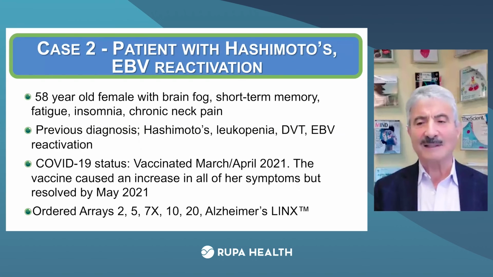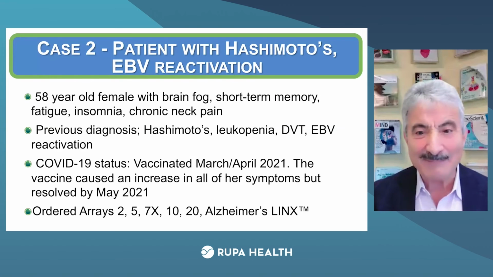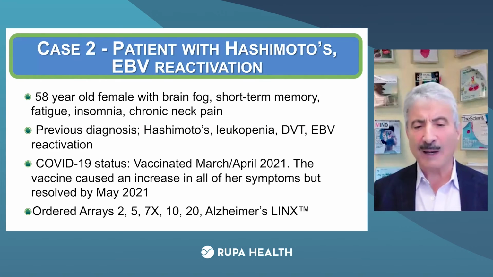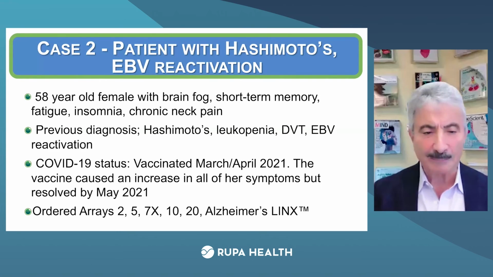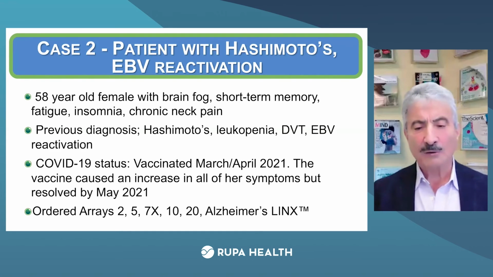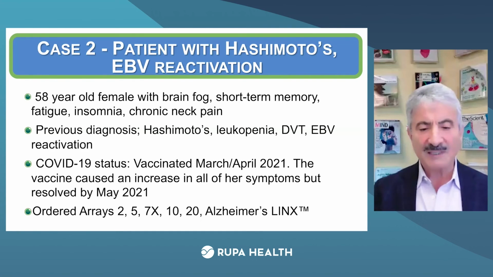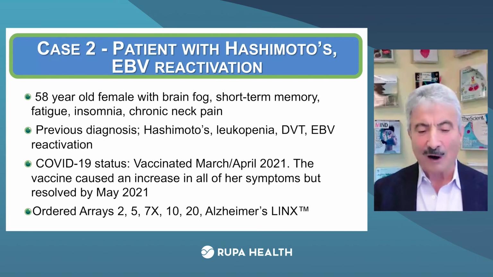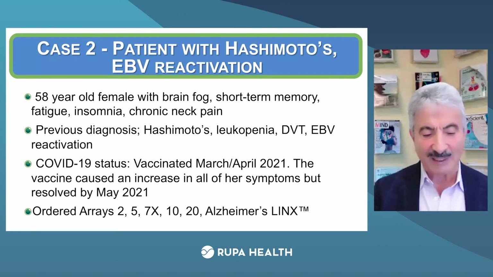The second case is a patient with thyroid autoimmunity due to EBV reactivation. So here, a 58-year-old female with brain fog, short-term memory problems, fatigue, insomnia, chronic neck pain, a previous diagnosis of Hashimoto's, and EBV reactivation, and she was vaccinated for COVID. After vaccination, she had an increase in all her thyroid abnormalities and symptoms associated with that.